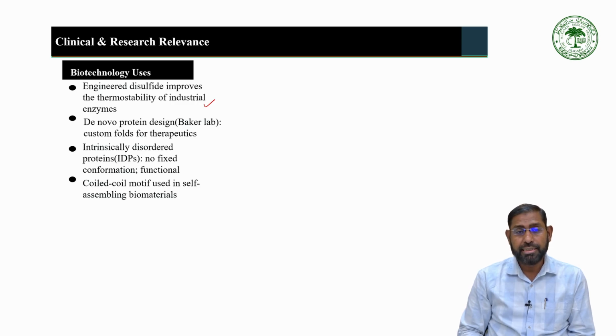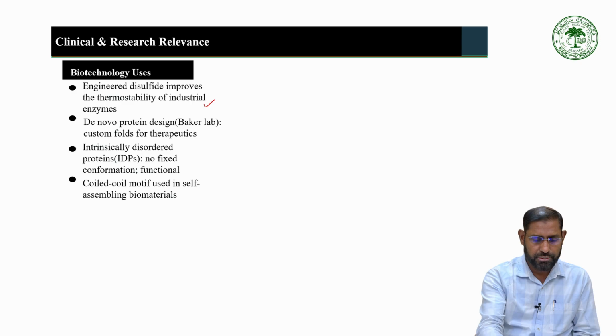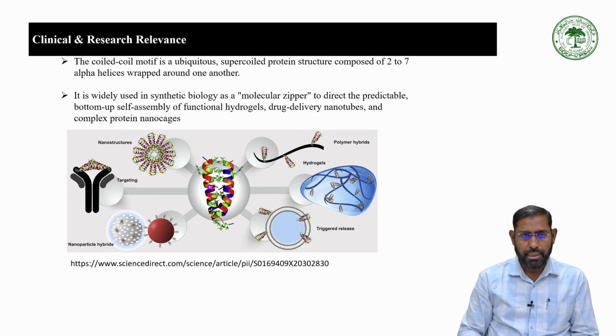Then there are intrinsically disordered proteins, which have no fixed conformation and function. Also, we can design these with the help of biotechnology tools. Then there is the coiled-coil motif, and this is used in self-assembling biomaterials. It means we also use proteins in biomaterials with different folding structures. And this is the coiled-coil motif.